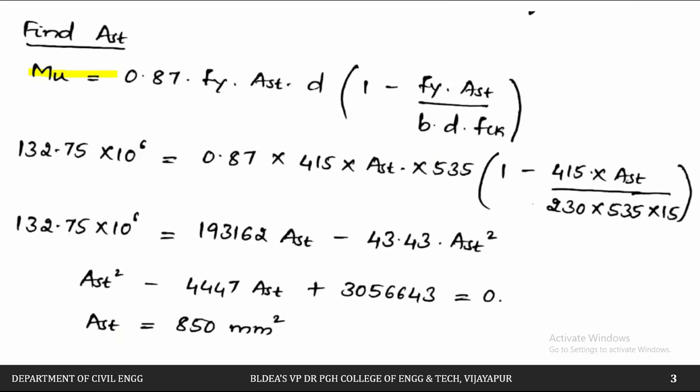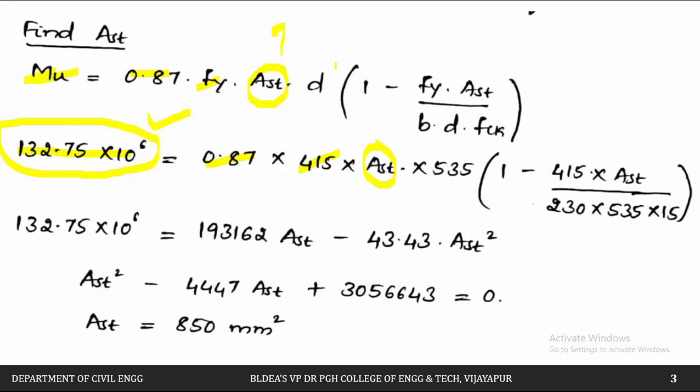This formula is also given in the code book. In the previous problem we had seen that the area of steel was given and we had calculated the moment. Now in this problem the moment is given to us, and based on this we have to calculate the area of steel. So the moment is 132.75 into 10 raised to 6. We will keep it in Newton mm itself. 0.87 fy, where fy is 415.